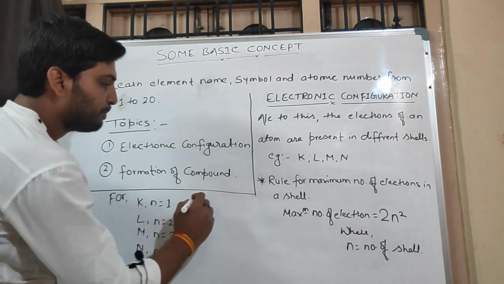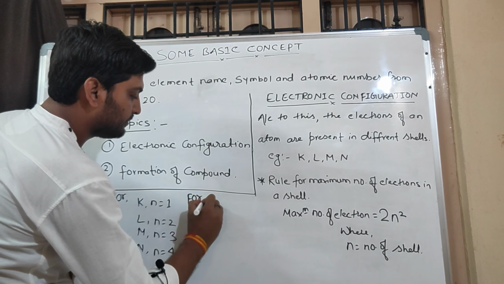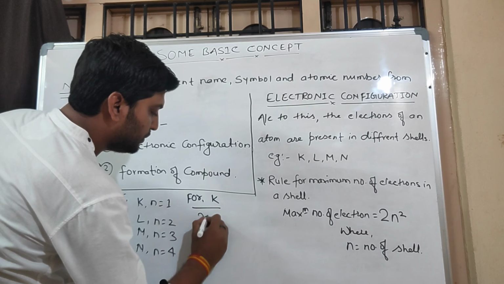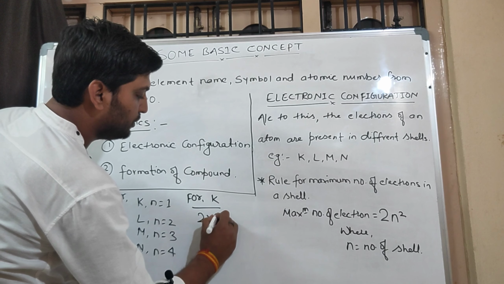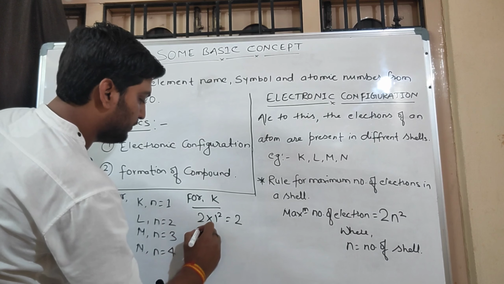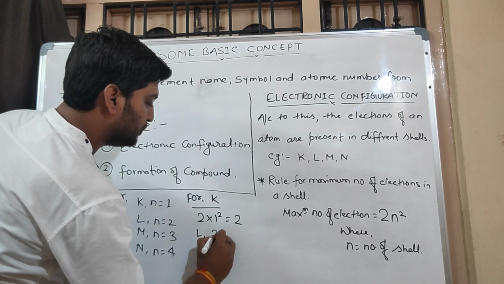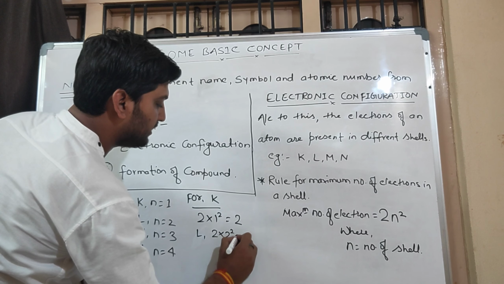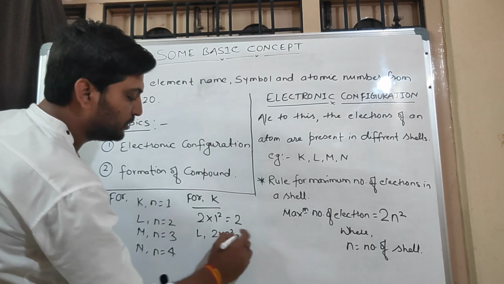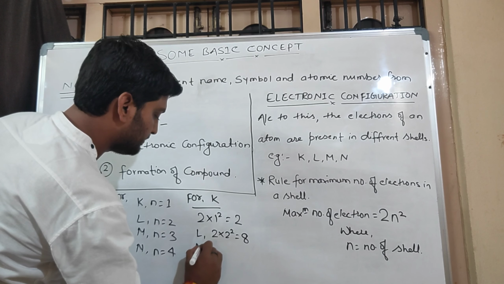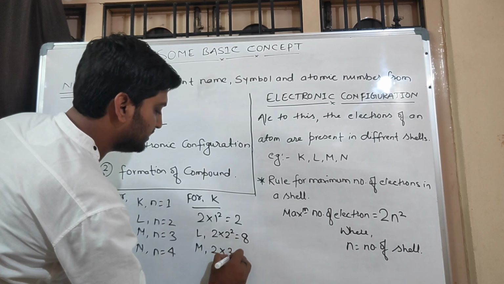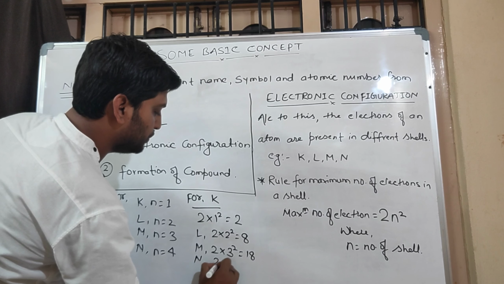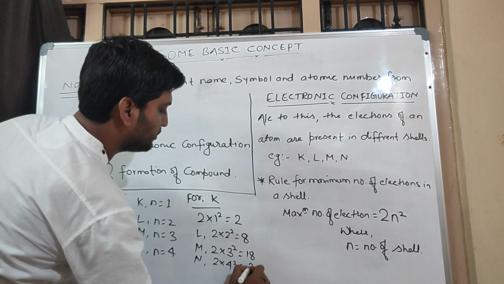Now see here, for K, if we are going to find the maximum number of electrons, what will that be? 2 into n square. What is n? 1. 2 into 1 square is 2. For L, 2 into what is n? 2. So 2 into 2 square. What will that value be? 2 square is 4. 4 into 2, 8. For M, n is equal to 3, so 2 into 3 square, that is 18. And for N, 2 into 4 square, that is equal to 32.